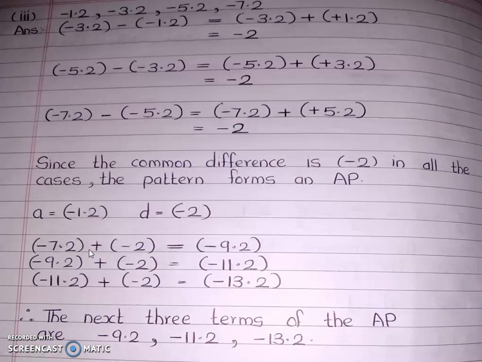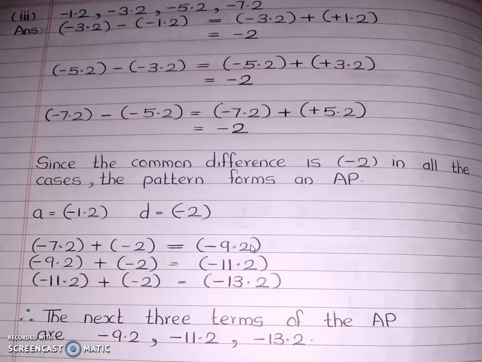How will you get the next three terms? The last term plus negative 2. Why negative 2? That is the common difference which you obtained. This is how you add. Negative 7.2 plus negative 2 is equal to negative 9.2. Negative 9.2 plus negative 2 is negative 11.2. Negative 11.2 plus negative 2 is equal to negative 13.2.